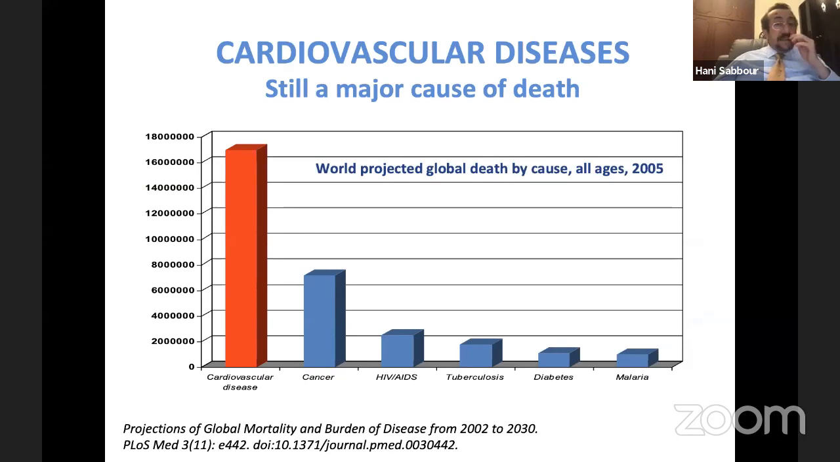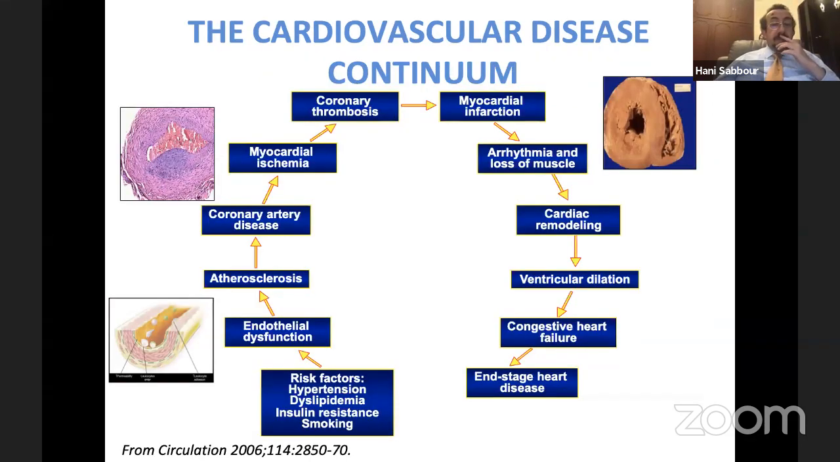Now, cardiovascular disease is still a major cause of death, greater than cancer and all infectious diseases. If we start from insulin resistance, dyslipidemia, and hypertension, the core three risk factors in modern society, we have endothelial dysfunction leading to atherosclerosis, coronary disease, ischemia, acute coronary thrombosis and ACS, infarction with loss of muscle, ventricular dilatation, heart failure, and end-stage heart disease. So it is critically important to focus a lot of our attention on primary prevention, from smoking, dyslipidemia, and hypertension, of course, as well as diabetes and insulin resistance.